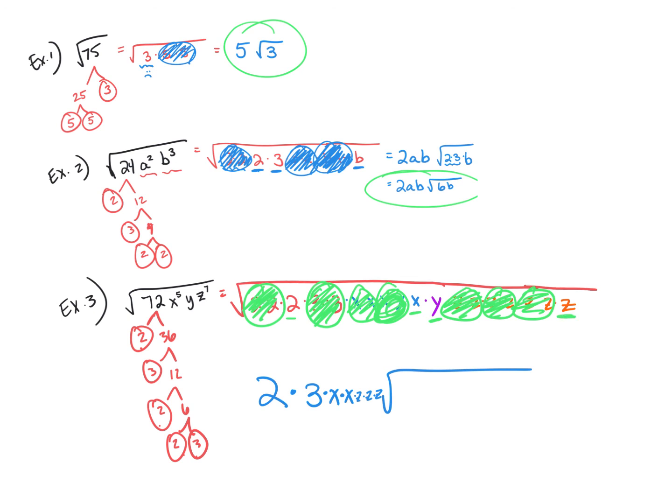So what am I left with on the inside? I'm left with a 2. I'm left with an x. I'm left with a y, and I'm left with a z. All right, all right. And then on the outside, I can clean it up a little bit because 2 times 3 is 6. x times x is x squared, and z times z times z is z cubed.